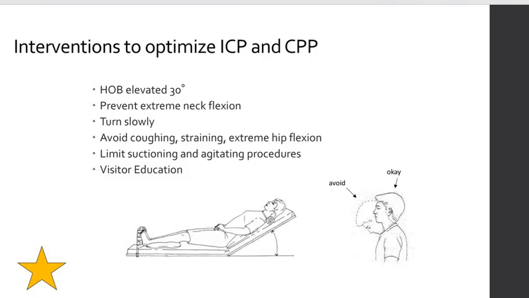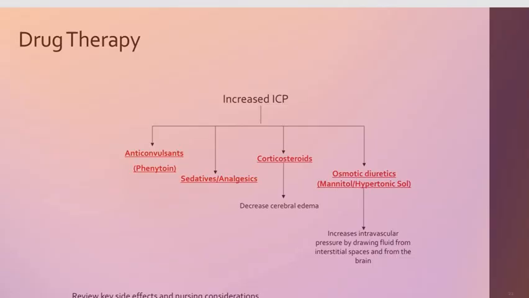Interventions to minimize the ICP and increase the cerebral blood flow. Head of bed 30 degrees. Prevent extreme neck flexion. We don't want to do extreme neck flexion at that point because it will increase the ICP and decrease the CPP. If a patient needs to be turned, turn them slowly. Avoid coughing, straining, extreme hip movement. Limit the suctioning and agitating procedures. If visitors are there, we need to educate them.